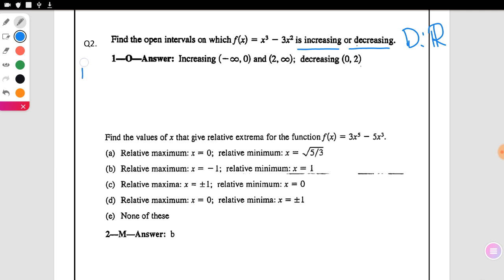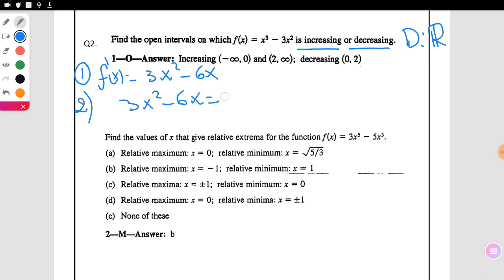So I'll start with the first step, which is what? Find the first derivative of the function, which is here 3x to the power 2 minus 6x. The second step, I set the first derivative equal to 0. Why? Because it is a polynomial, I will find only the critical numbers at which the first derivative equals 0. In this case, 3x to the power 2 minus 6x equals 0.